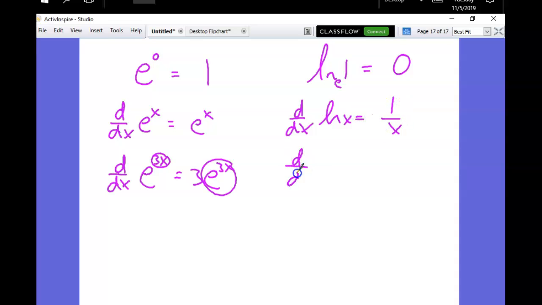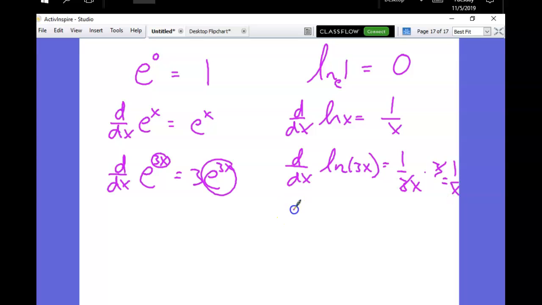What is the derivative of ln of 3x? 1 over 3. Close. 1 over 3x times 3. And those just cancel, so guess what? 1 over x also.